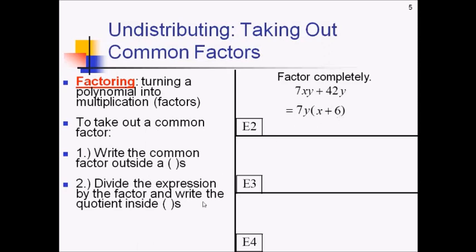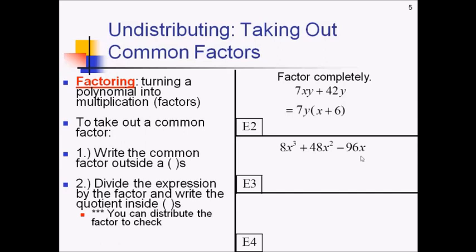Now, if you're not sure that you've fully factored this, or that you've factored it correctly at all, one thing you can do is distribute it back out to check. So 7y times x, that is 7xy. 7y times 6, that is 42y. So that's a quick way to check.